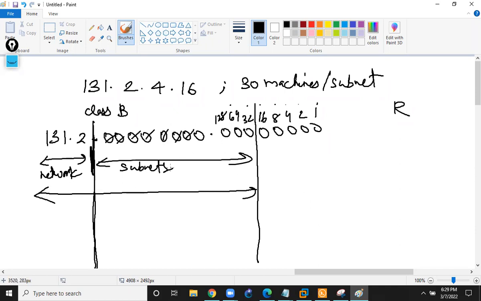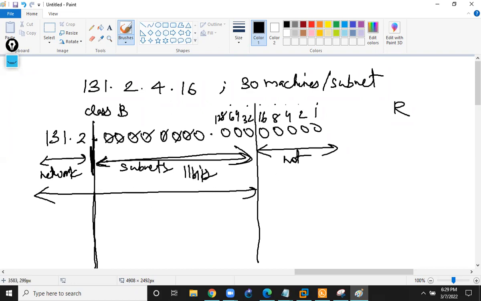Now that you are told, you got it. The next time, if you don't answer, you will get it. So here, 11 bits are subnet bits, and to the right side you have host bits. Clear? So how many subnet bits are there now? 11 subnet bits.